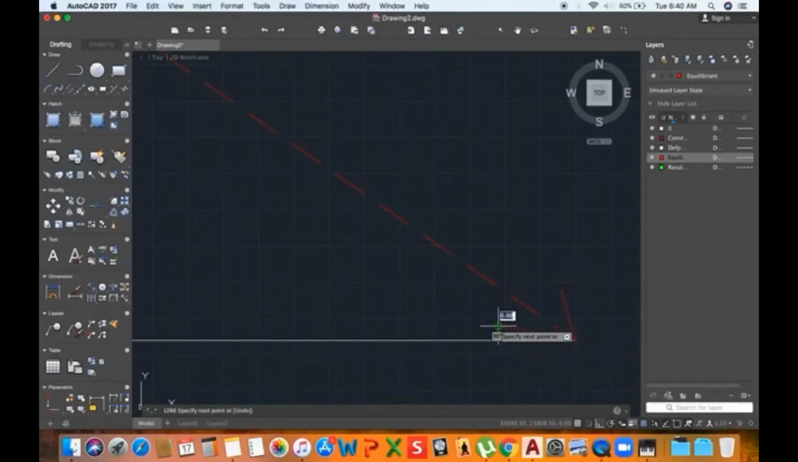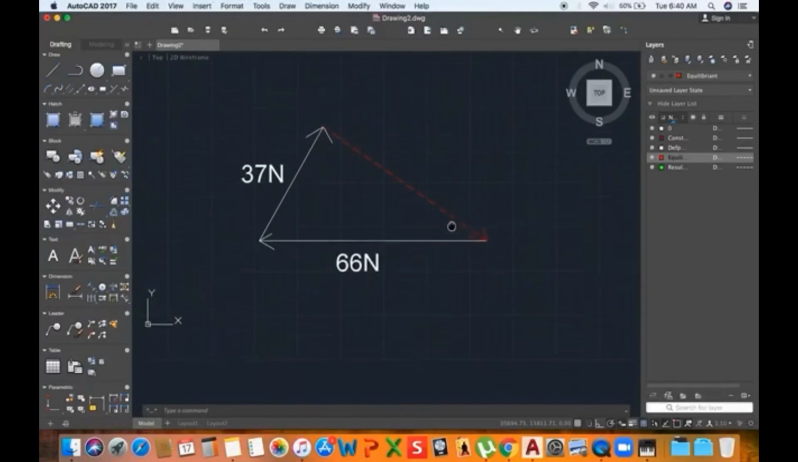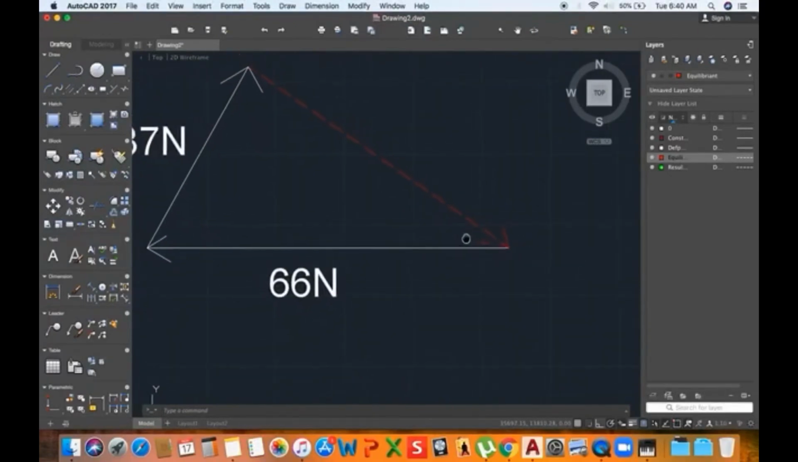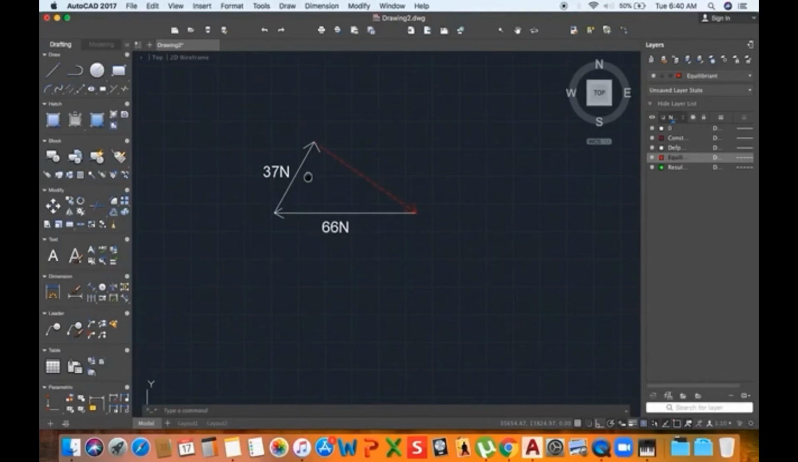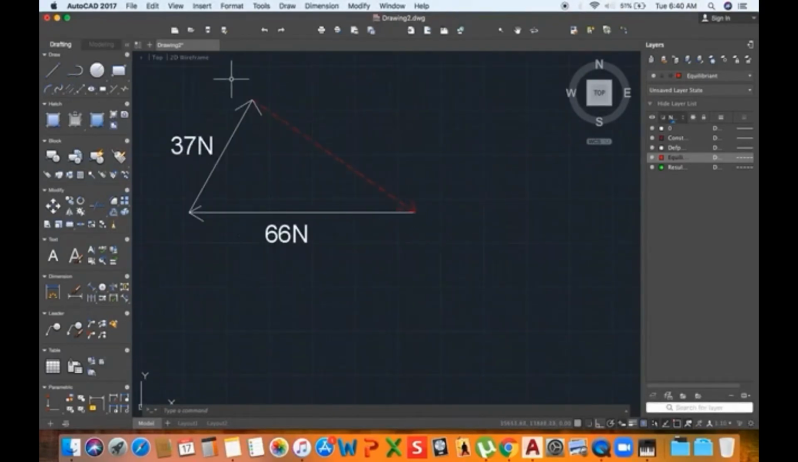Now this vector, if you notice the triangle of forces, all the forces are going in the same direction. It doesn't matter if it's clockwise or anti-clockwise. In this case, we started here. So this is an anti-clockwise motion. If we had started, no, sorry, this is a clockwise motion.